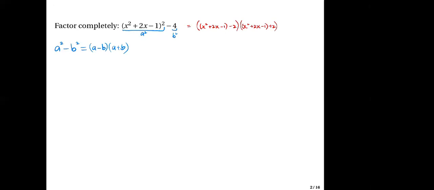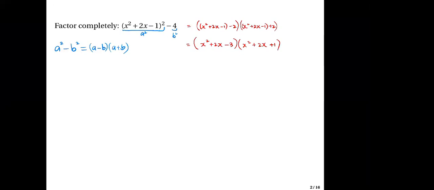And then we simplify this. We will have quantity x squared plus 2x, and then you have here minus 1 minus 2, so we'll get minus 3 there. And in here, we have x squared plus 2x minus 1 plus 2, so that becomes plus 1. Okay?